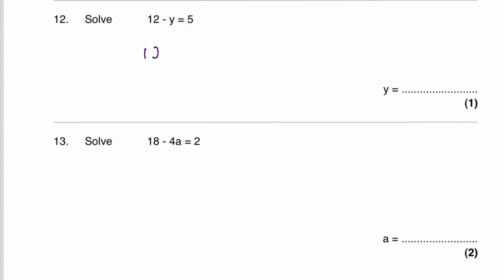So I get 12 minus 5 equals y. 12 minus 5 is 7, equals y. And that implies y equals 7. So this is 7.